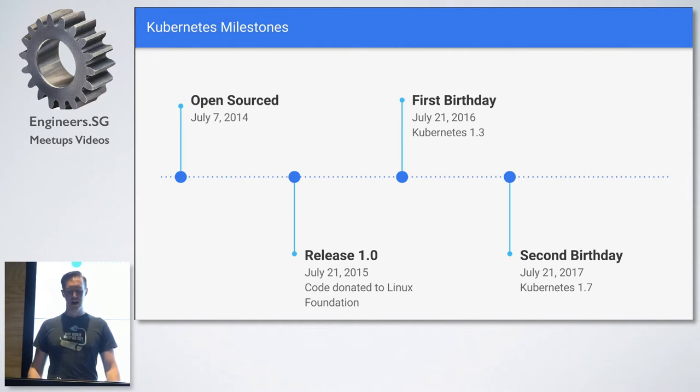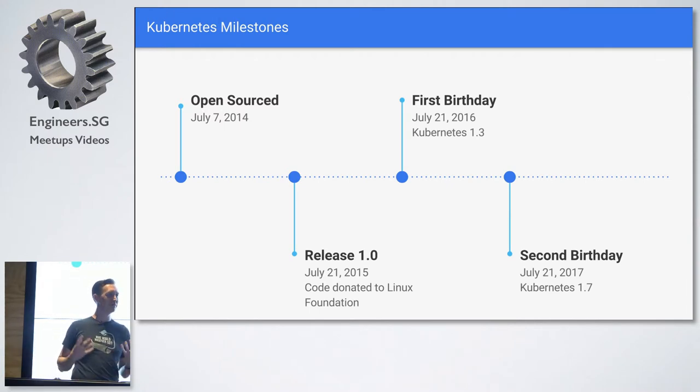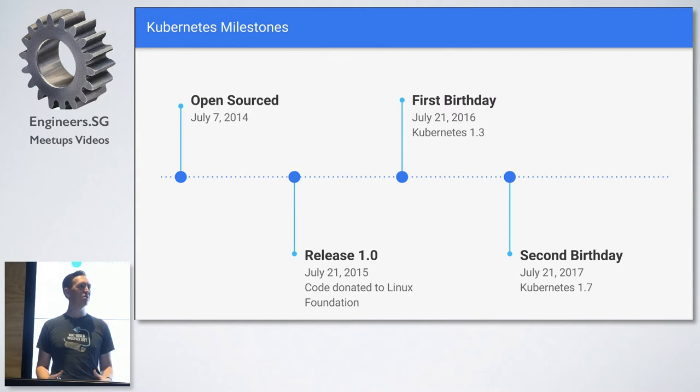Around about that time, the code was donated to the Linux Foundation, and that's when they opened up the Cloud Native Compute Foundation, which is the body that manages and oversees Kubernetes and a number of other projects that are related to cloud native technologies. So it continued there. I've got mixed up a little bit here in terms of the 1.0 release in 2015. And then the first birthday came last year with the Kubernetes 1.3 release. Now that was an iterative improvement. In the time between, there were really two major releases that came in between that. And then following up in 2017, only a week ago, with Kubernetes 1.7.